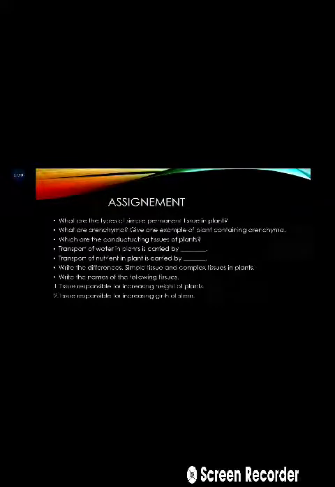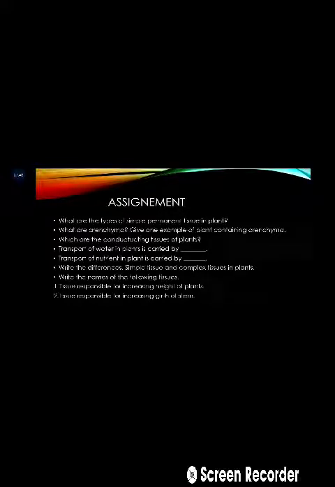Which are the conducting tissues of the plant? Conducting tissues means the tissues that help the plants in transportation of water and mineral nutrients. Which are such tissues? Yes, xylem and phloem are the two conducting tissues of the plant. Now, transport of water in plant is carried by xylem. Transport of nutrients in the plant is carried out by phloem.